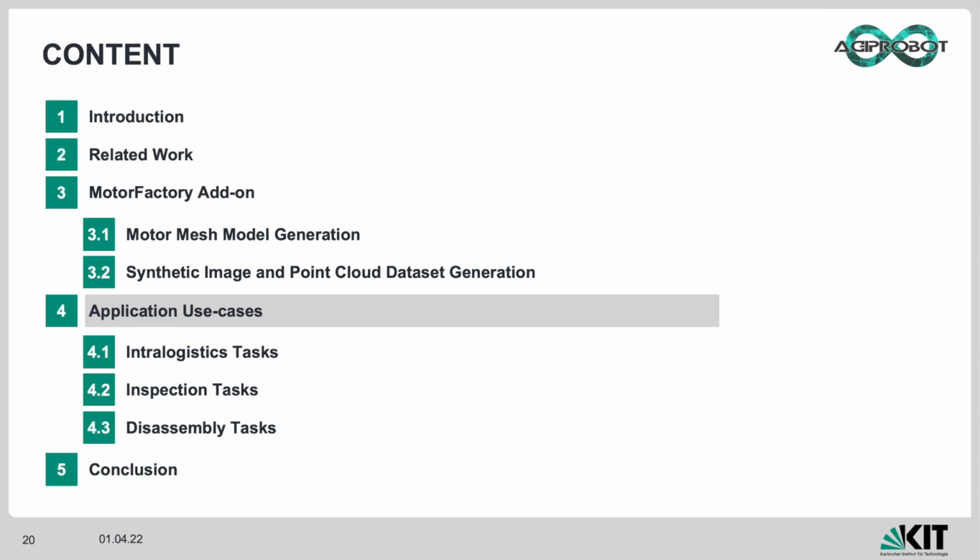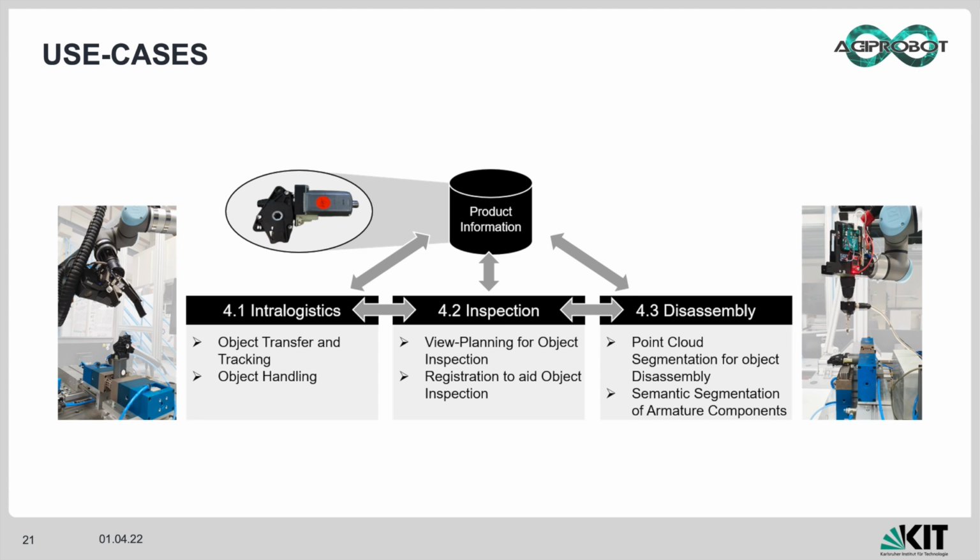The ability to generate a synthetic motor dataset enables the development or improvement of a variety of different use cases inside the interdisciplinary ArchiProbot project. The presented use cases follow an exemplar product flow inside the ArchiProbot demo factory as illustrated here. The intralogistics system is responsible for transferring the product to a station and handling it with a vision-based manipulator, depending on the station type.